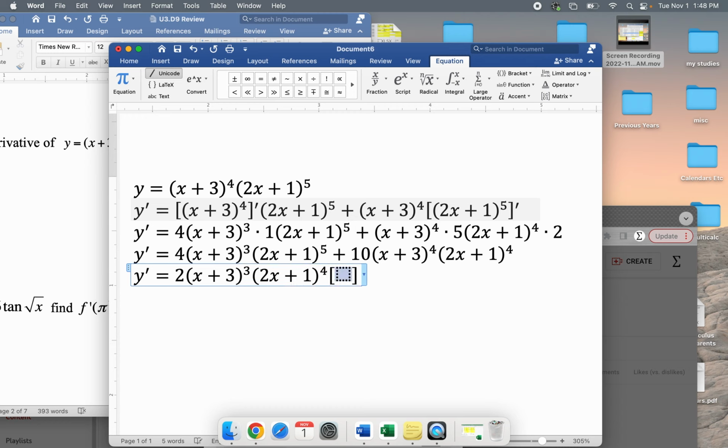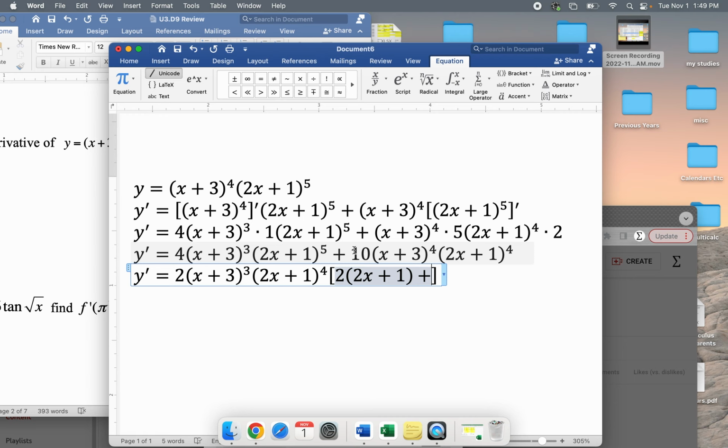And now I set brackets and I write whatever's left. So this here is the greatest common factor, and now I'm going to write whatever's left over inside the brackets. So what's left over in this term? I pulled 2 out of 4. That leaves me with 2. I removed all 3 copies of (x + 3)^3, but I only removed 4 of the 5 copies of (2x + 1), so I've still got a copy of (2x + 1) left over.